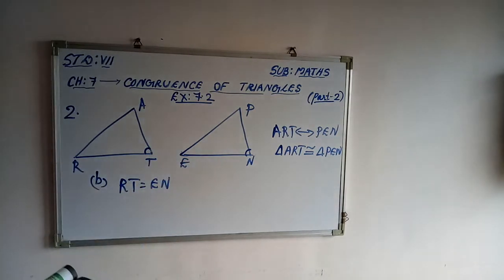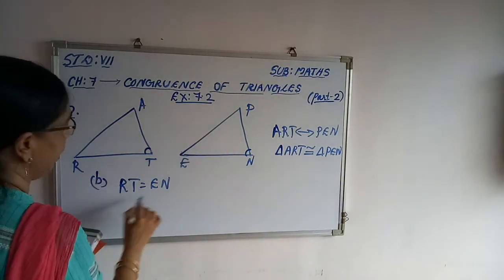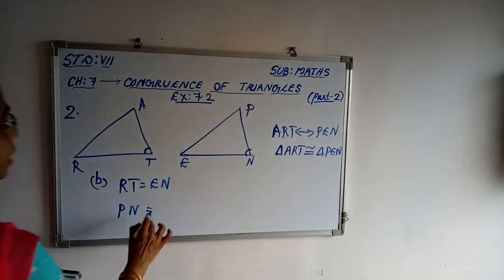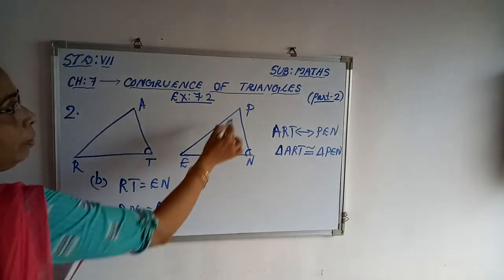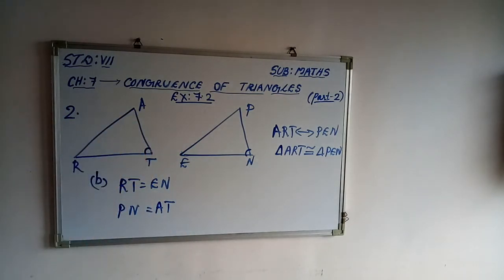And then which is the next one? PN. What is PN? Yes, PN will be equal to AT. PN equal to AT. Those are the two sides in which the angles T and N are coming.